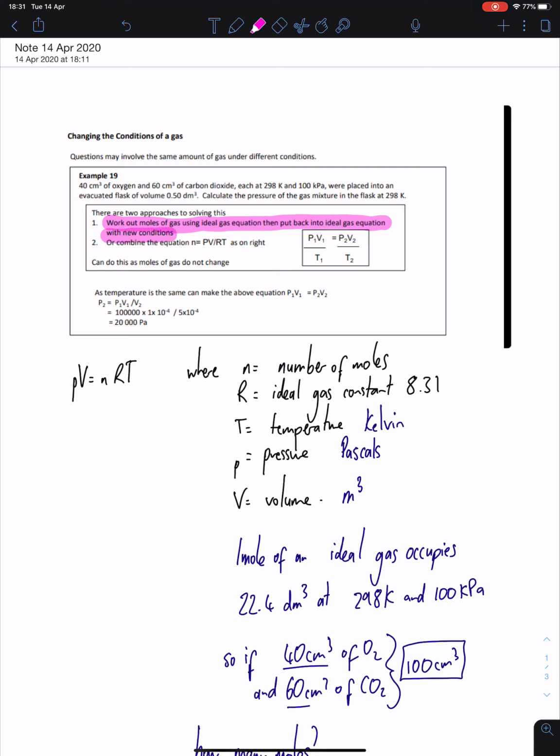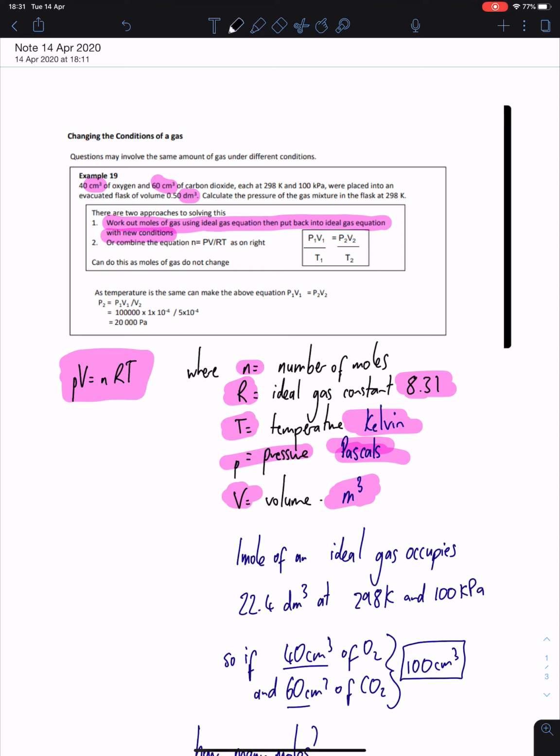Okay, before we do that, I'm just going to remind you about the ideal gas equation. So that's PV equals nRT, and n is the number of moles, R is the ideal gas constant, which is 8.31. T is the temperature, and we've got to remember that's in Kelvin. P is the pressure measured in pascals, and V is the volume, which needs to be in cubic meters in the ideal gas equation. And that is going to be a problem in this question actually, because we've got cubic centimeters and we've got cubic decimeters.